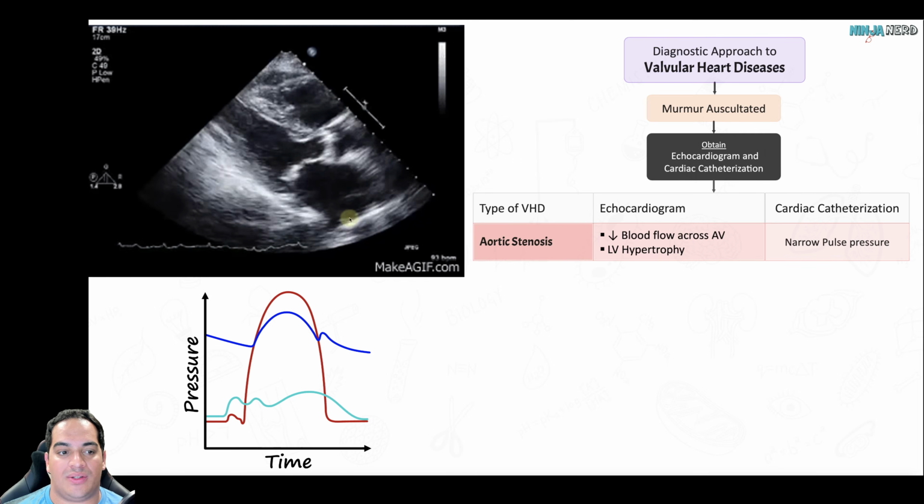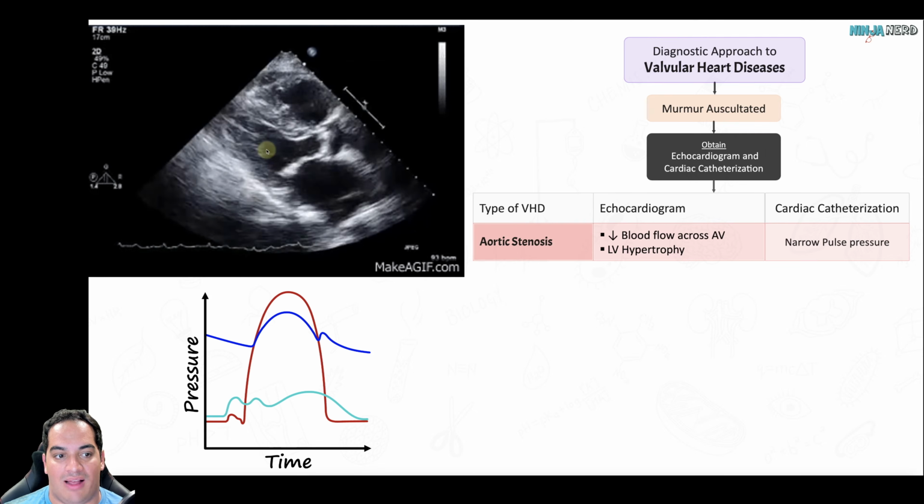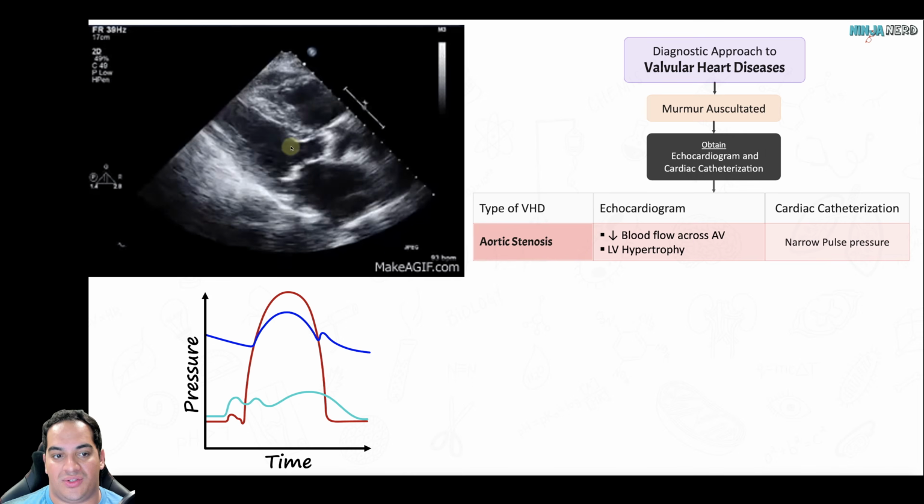So if it's aortic stenosis, the problem is getting blood out of this left ventricle here into the aorta. And I'd be able to see that this valve would not be opening very well. So there's decreased blood flow across it and then also usually left ventricular hypertrophy. Look at the thickness there.